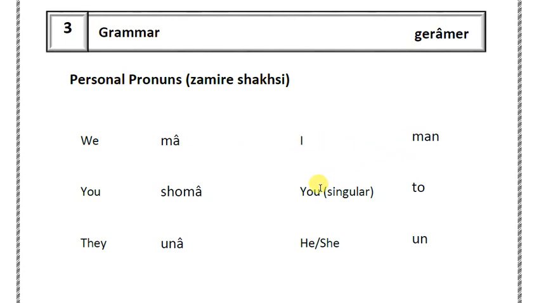I, man. You for singular is different from plural. To, he or she, un or u. So this one you can realize from this part that it is just a spoken form. The spoken form is un. Ma, we, shoma, you plural, and una, they.